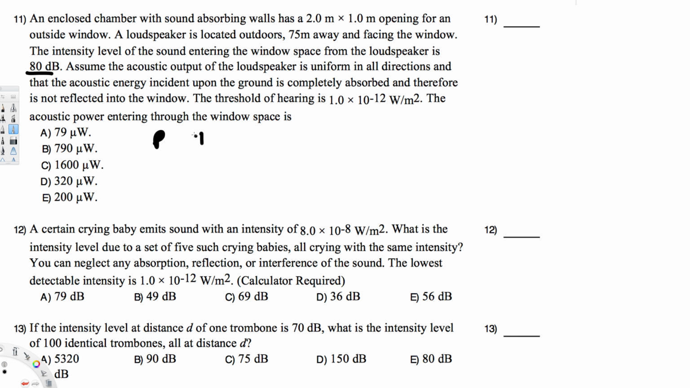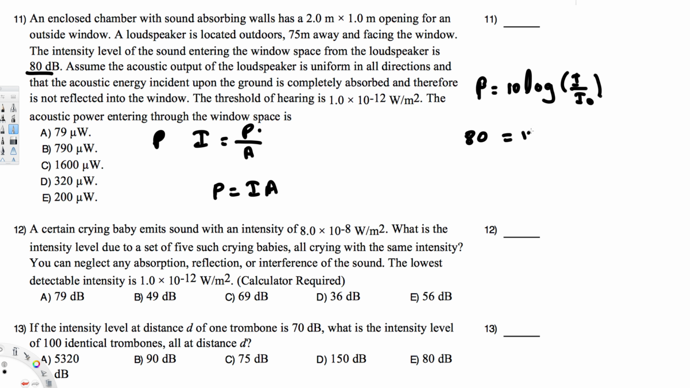We know that intensity is equal to power over area. So power is going to be intensity times area. Now in order to do this problem, we have to have intensity in terms of watts. This is in decibel, right? To convert decibel into watts, we use this equation: beta is equivalent to 10 log I over I naught. Now let's go ahead and plug the values. This is 80 decibel, so 80 decibel is equivalent to 10 log I over I naught.